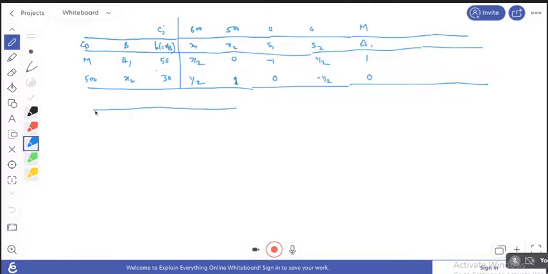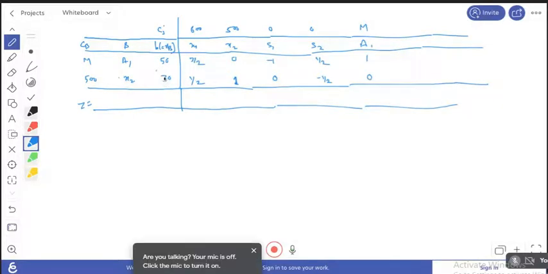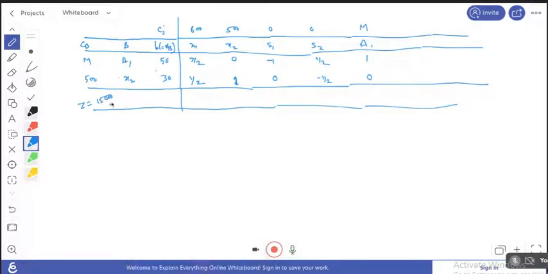Now we calculate the value of Z here. Z equals x2 is 500; in the maximization problem it is 500 into x2, and x2 equals 300. If you multiply that, this becomes 15,000, plus M of a1. So a1 equals 50 here, and this becomes 50M.